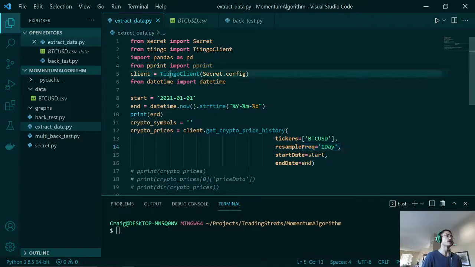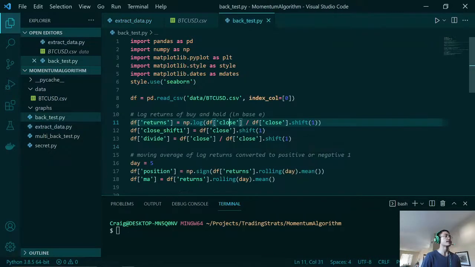Here we're using the Tiingo API to extract our data. Our start date is the beginning of this year of 2021, and the end date is September 12th. Here we have our ticker label, Bitcoin USD, with a sampling frequency of 1 day. And we're storing our data in a CSV file here. That being said, here is our backtesting script.